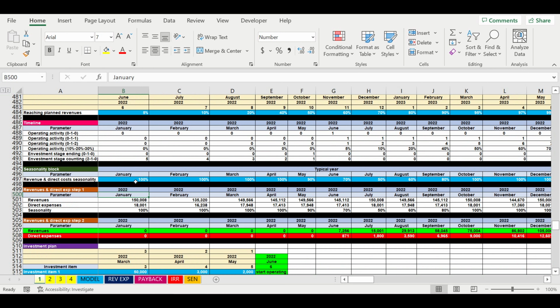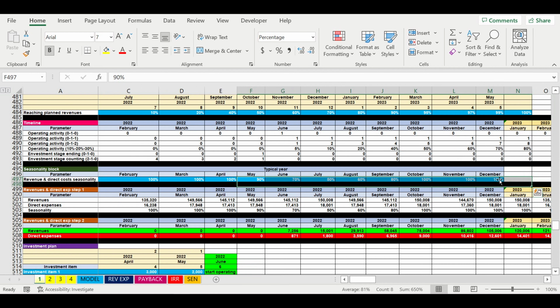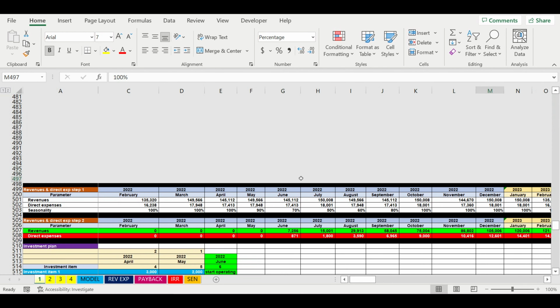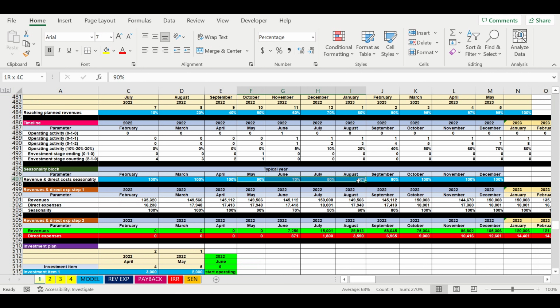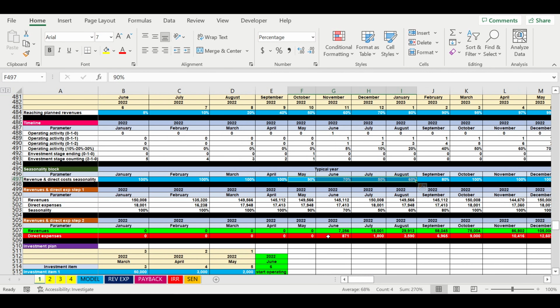Then we add a seasonality block. So for example, our planned revenues that we created are 100%, and for example in spring and summer we have some decrease in revenues and direct costs, so we can set it up inside the typical year. So here we can set up the decrease in revenues and direct expenses to see how seasonality in revenues affects the overall financial efficiency. So this is also very important.